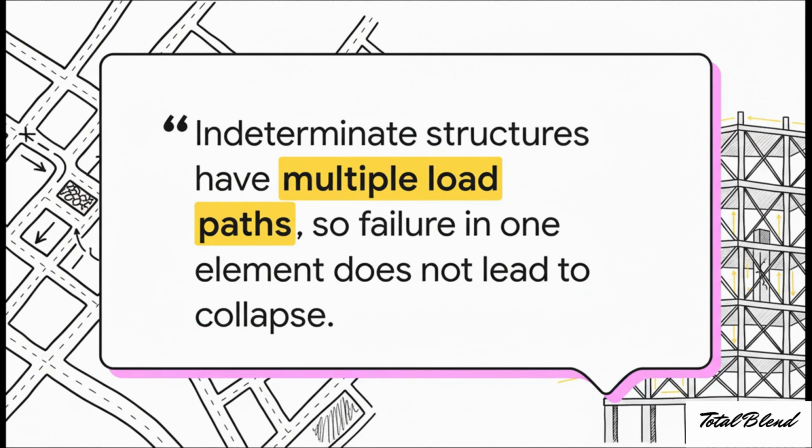Think of it like driving with a GPS. If your main route has a traffic jam, the GPS finds you another way to go. It's the same idea in a structure. If one piece fails, the load can just find another path to the ground, which prevents a sudden catastrophic collapse.